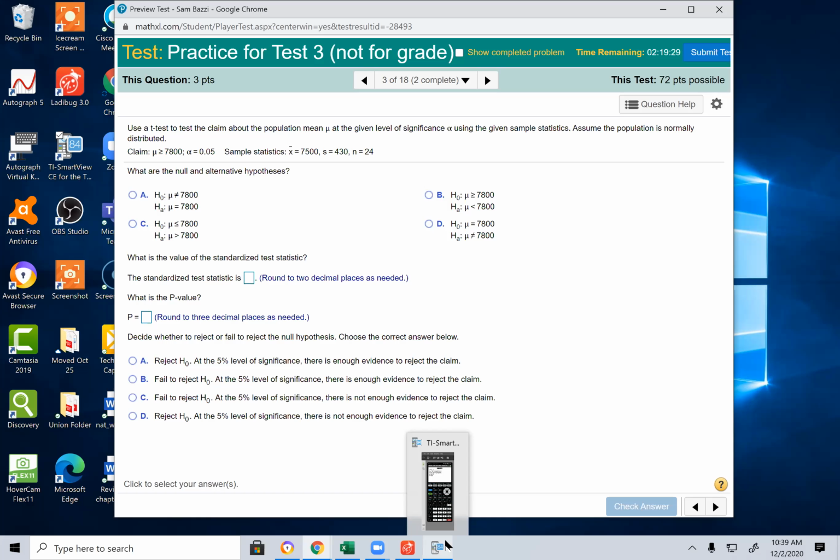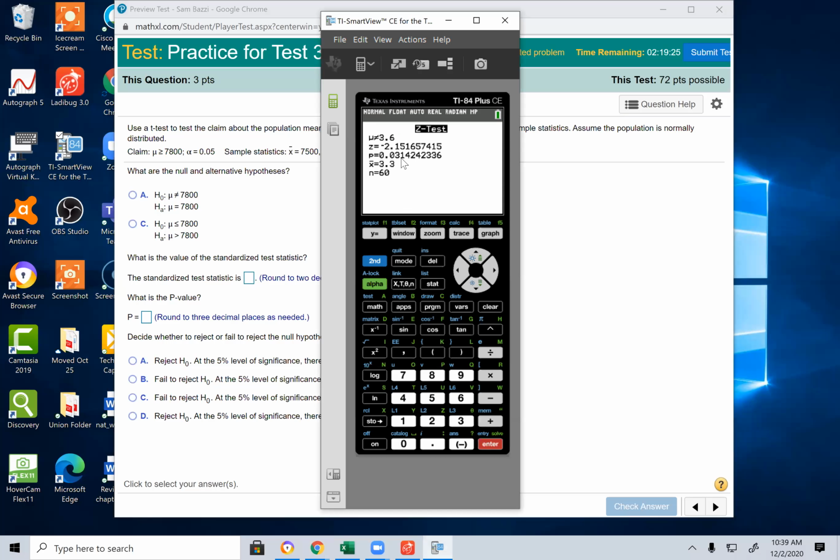Okay, let's do this together. I'll bring the calculator back. So stat. I'll be surprised if a student uses a z-test here because he's asking you to use a t-test. So 7,800, it's the value that we're working against. X bar is 7,500. S was 430.